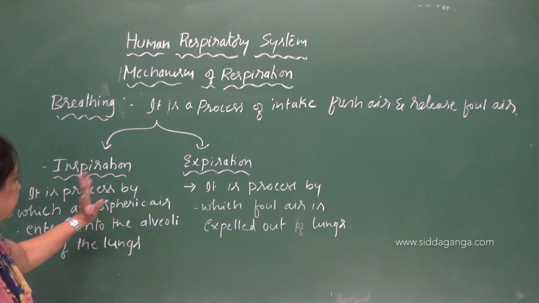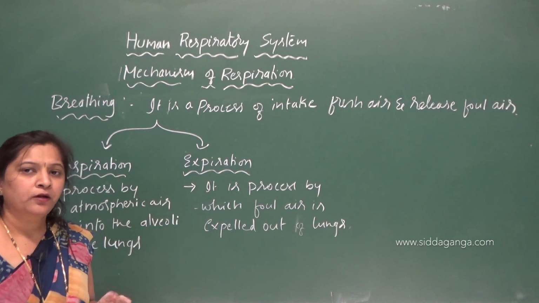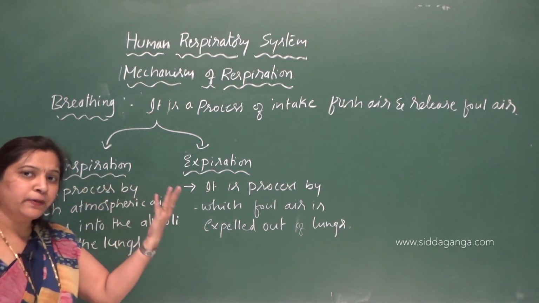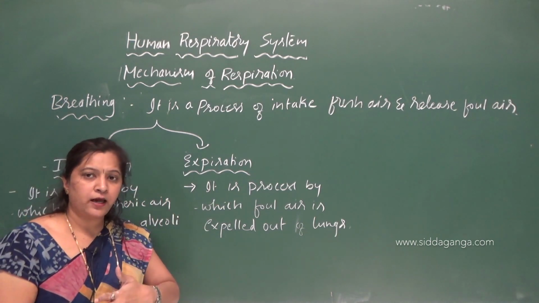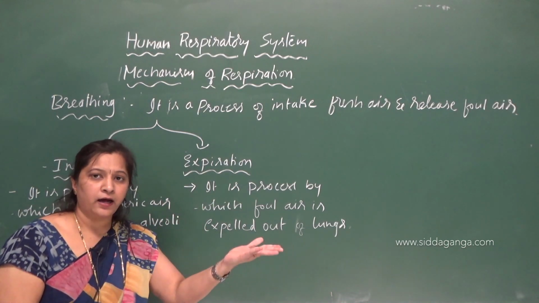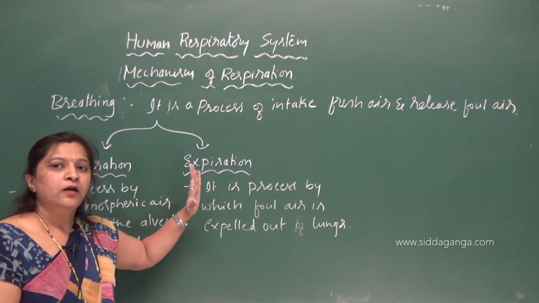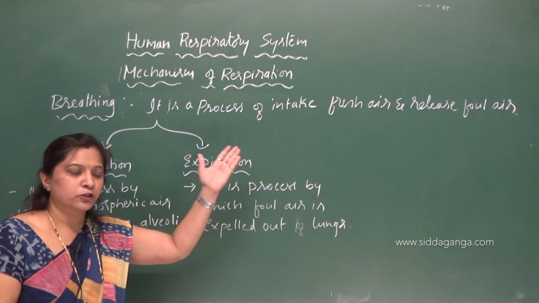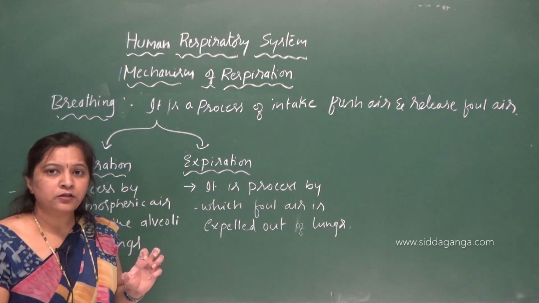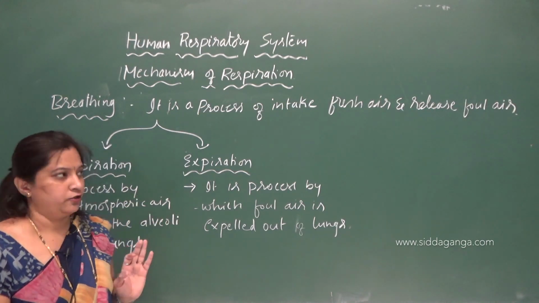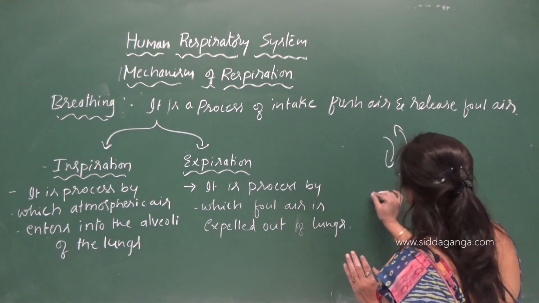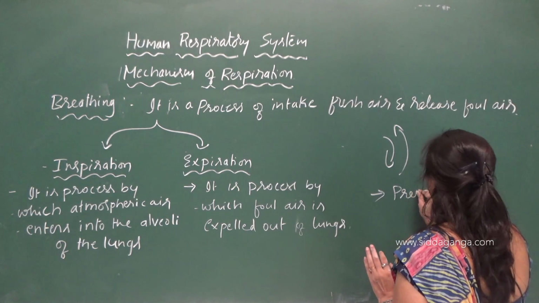See, how exactly do inspiration and expiration processes occur? During inspiration the atmospheric air will enter into the lungs, right? And during expiration the air present in the lungs is expelled out. So the movement of air in and out of the lungs occurs only if there is a difference in air pressure between the atmosphere and the lungs. Inspiration and expiration occur because of pressure gradient.